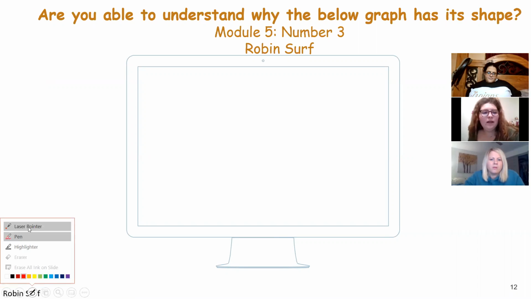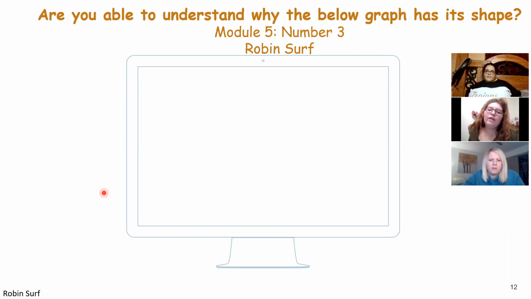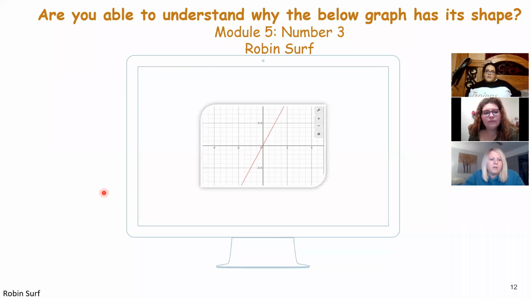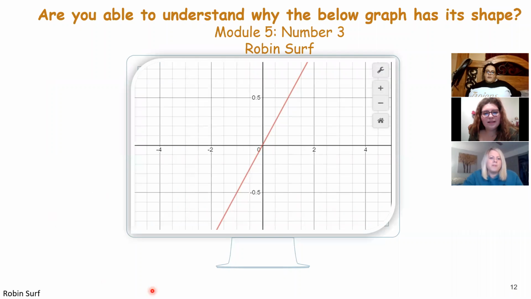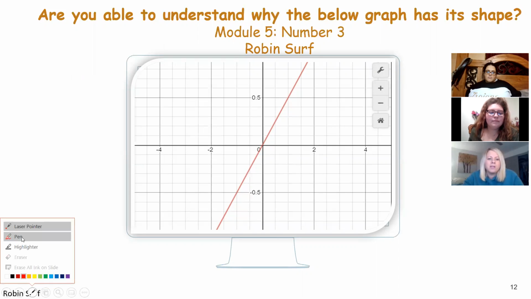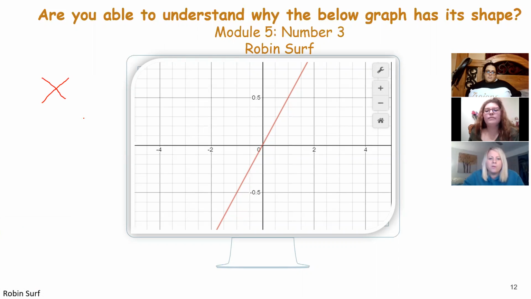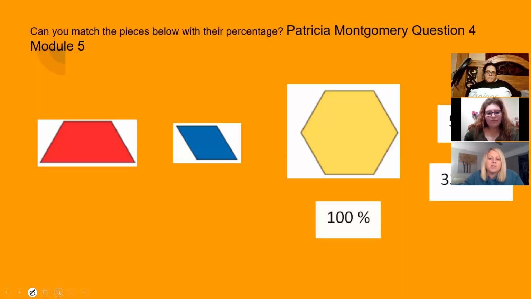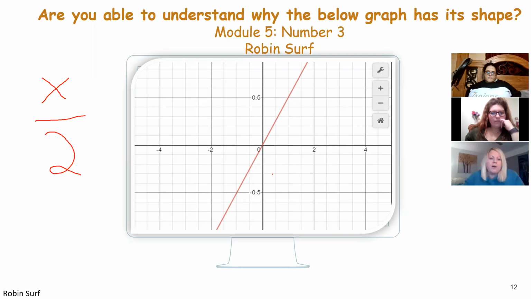All right, Robin, are you able to understand why the graph below has its shape? Okay, so let's go ahead and look at this graph. This is the graph of what x divided by 2 looks like. So you could actually say that for every 1 male born in the US, there are 2 females. That is why the line slopes at an angle. If you notice on the x-axis, every time you move over 1 unit, the y-axis units will move up approximately 2 units. So you can see how for every 1 male, there are 2 females. The graph will actually slope upward in that direction.